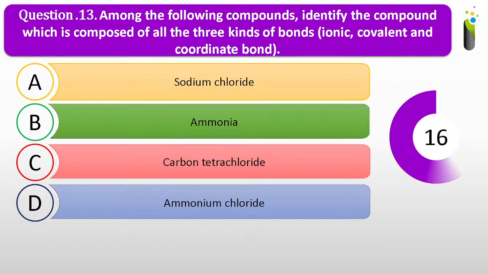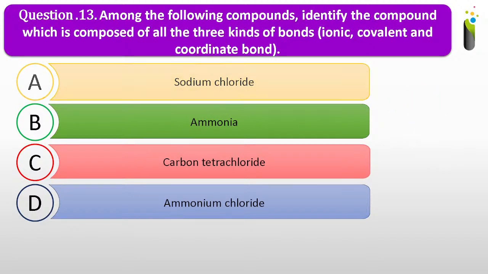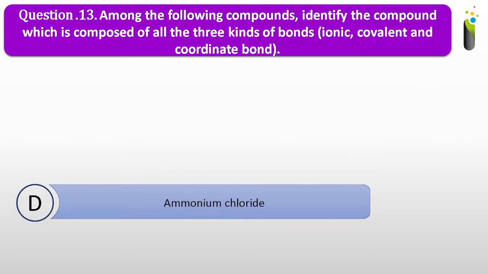So answer me for question number 13. Which is the compound that is composed of all the three kinds of the bonds? And the correct answer for this question is ammonium chloride. It consists of ionic, covalent as well as the coordinate bond.